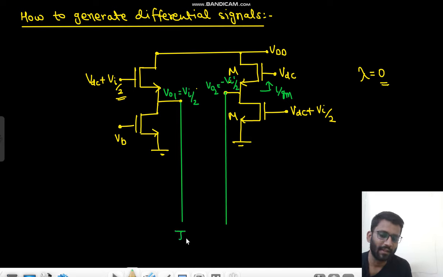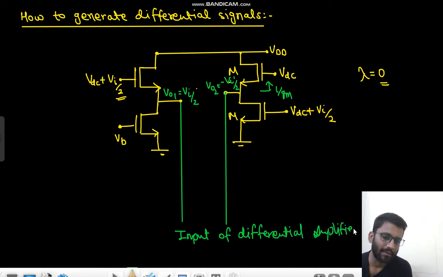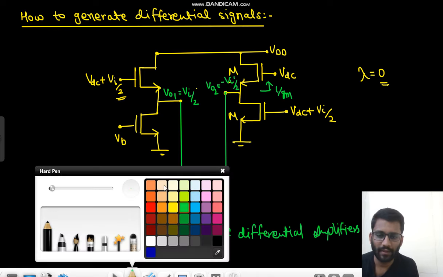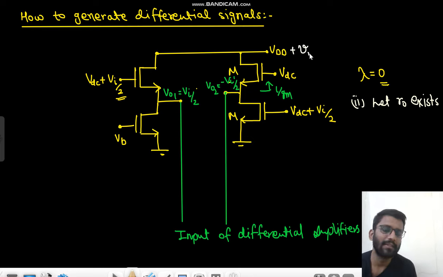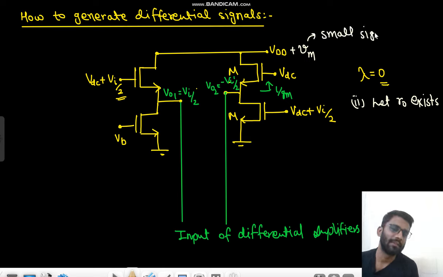These will be the input of differential amplifiers. Okay, now if we can take, let R0 exist, and in this DC bias we have a small signal noise as well.